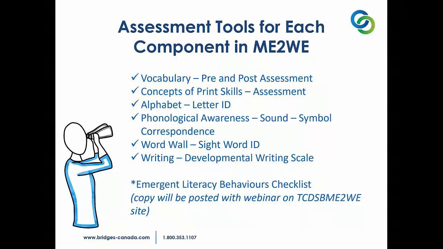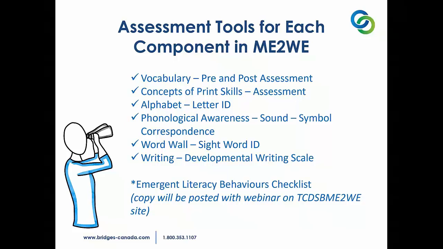There are vocabulary assessments, pre and post, and a concepts of print skills assessment. We have alphabet, so letter ID, and phonological awareness assessments, sound symbol correspondence. Our word wall component can be measured with the sight word identification tool, and we have a writing assessment that contains a really helpful developmental writing scale.